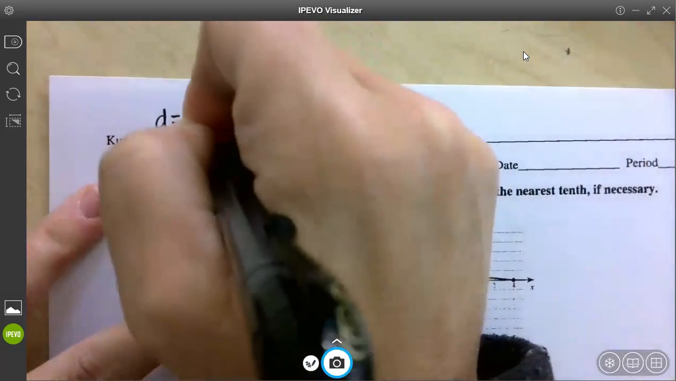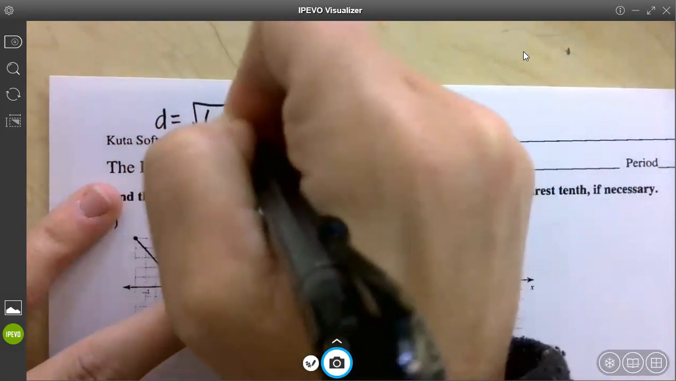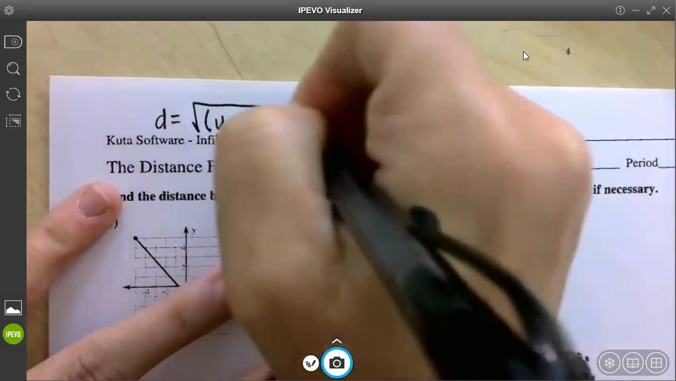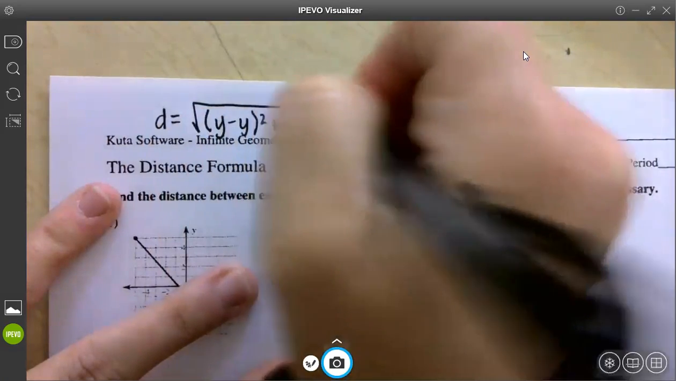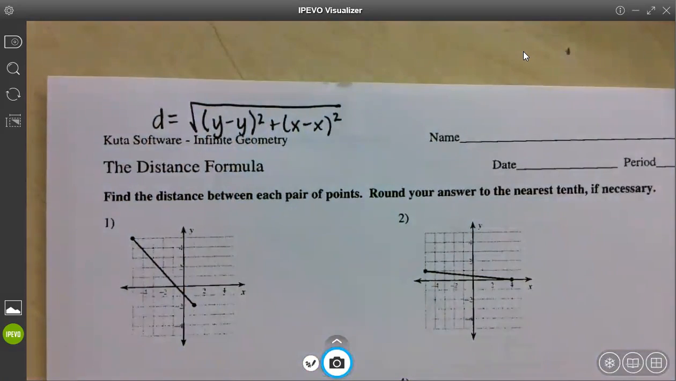D equals a big fat square root of y minus y squared plus x minus x squared. So that is the distance formula, but I don't like it, okay? You probably have not worked with the distance formula. You may have a little bit.